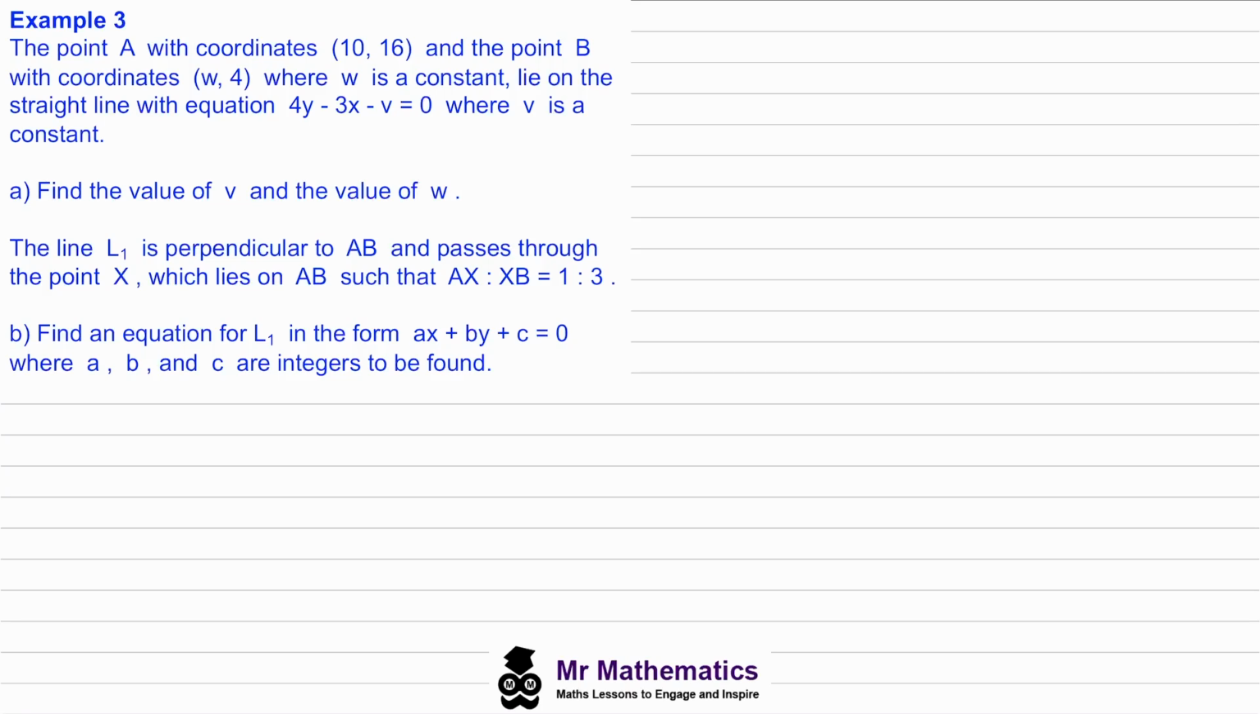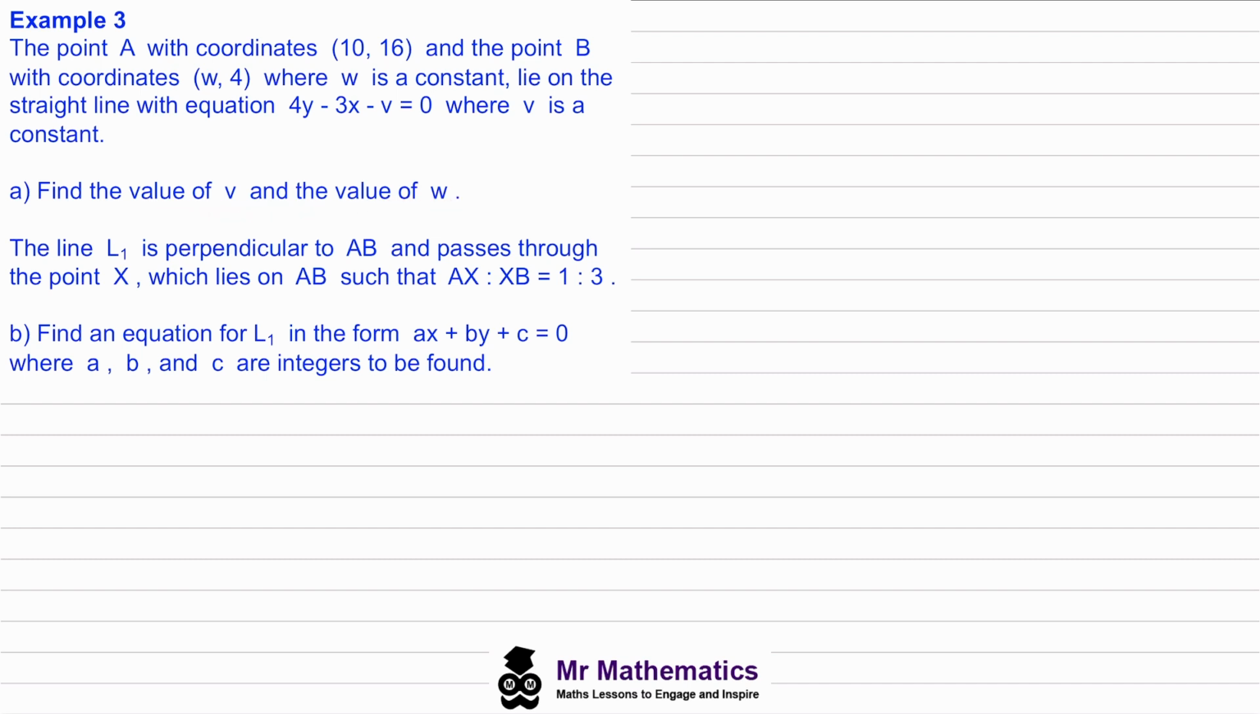Hi everybody, so this is the third video in my series on coordinate geometry with straight line graphs. In this question, we're told that the point A with coordinates (10, 16) and the point B with coordinates (w, 4), where w is a constant, lie on the straight line with equation 4y - 3x - v = 0, again where v is a constant.